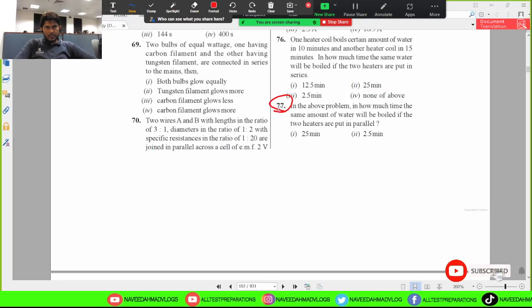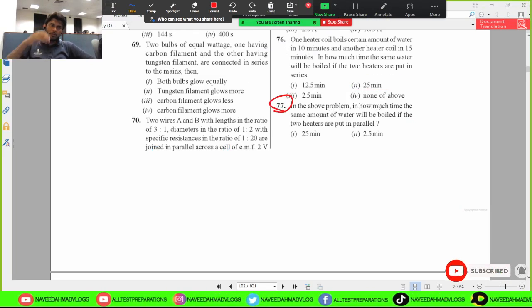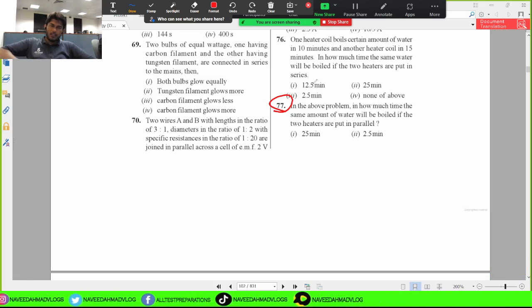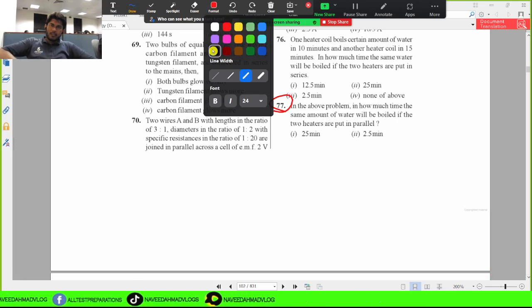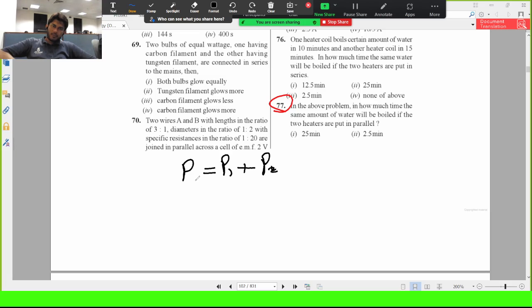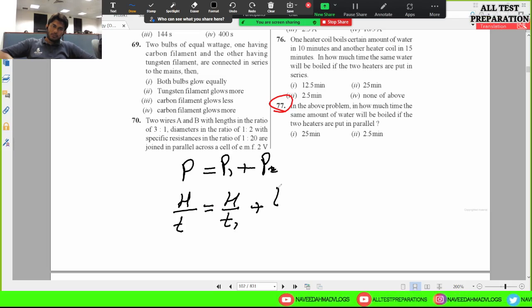Okay, MCQ 77, that is, in the above problem, in how much time the same amount of water will be boiled if the two heaters are put in parallel. So you will apply the same technique. Okay, in parallel we have total power that is equal to P1 plus P2. Okay, so over here we have the formula H divided by T, that will be equal to H divided by T1 plus H divided by T2.